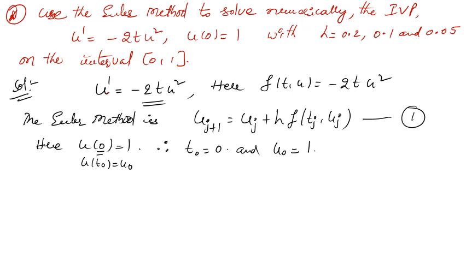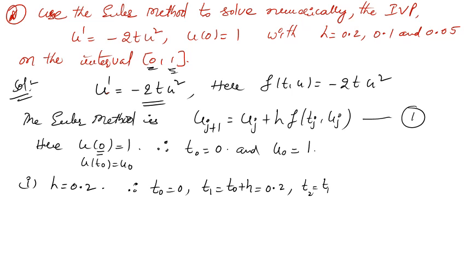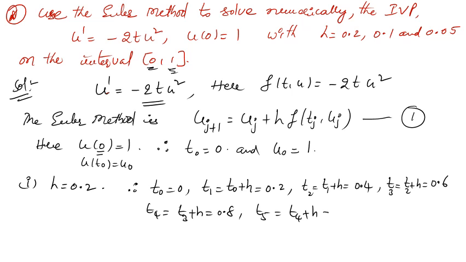Now case 1, what is h equal to? 0.2. And what is the interval? From 0 to 1, I have to take h equal to 0.2. Therefore t naught equal to 0. What is t1 equal to? t naught plus h, that is 0.2. What is t2 equal to? t1 plus h, that is 0.2 plus 0.2, 0.4. And t3 equal to t2 plus h, that is 0.6. And t4 equal to t3 plus h, that is 0.8. And t5 equal to t4 plus h, that is 1.